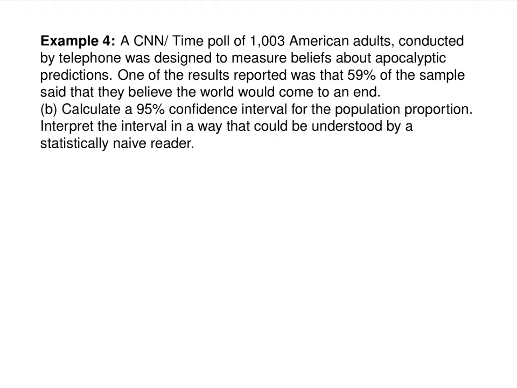Calculate a 95% confidence interval for the population proportion. So we need our sample statistic, plus or minus our multiplier times standard error, right? Our sample statistic was 0.59, plus or minus, because we're looking at a 95% confidence interval, 2 times 0.016. Is that okay for everybody? And that should make sense. A 95% confidence interval means you're 2 standard deviations away, right? So that's 0.59 plus or minus 0.032.